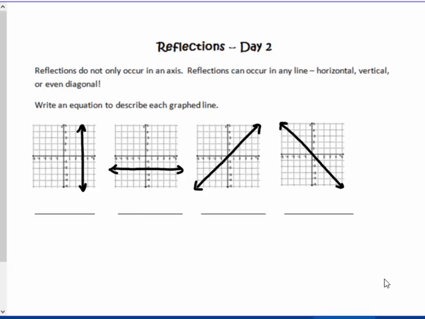Right, today's lesson is reflections, day 2. Reflections do not only occur in an axis, reflections can occur in any line, horizontal, vertical, or even diagonal. Write an equation to describe each graphed line. I'm going to leave this for you to do, and it's the first thing that we'll go over in class. You're going to write the equation of the lines that you see in these 4 examples.